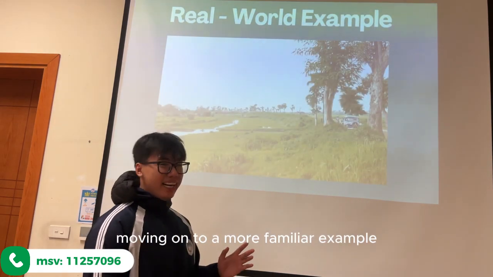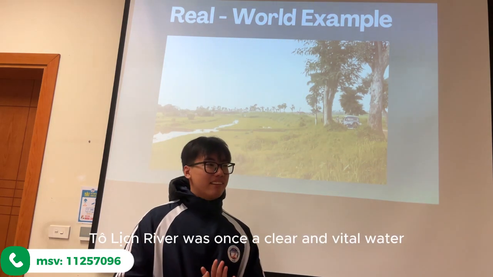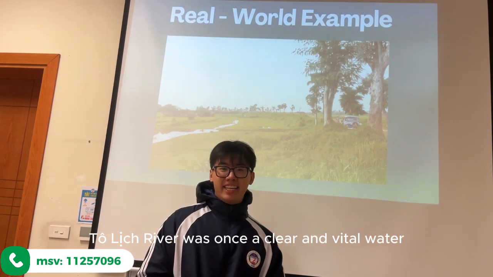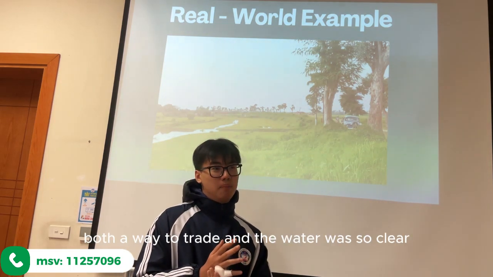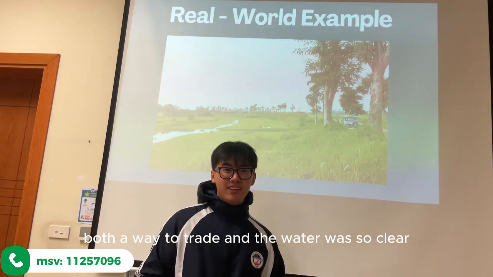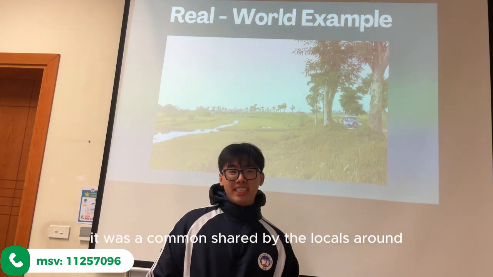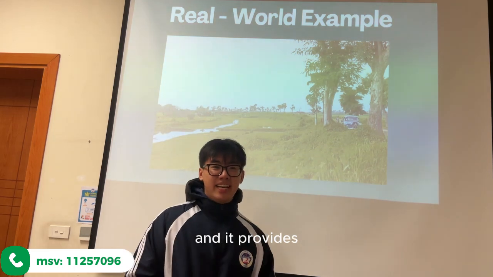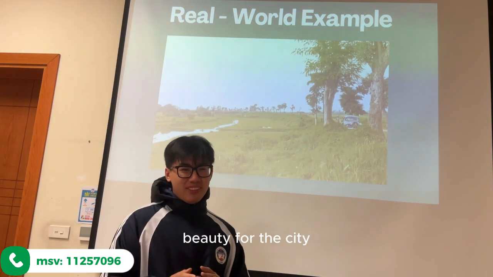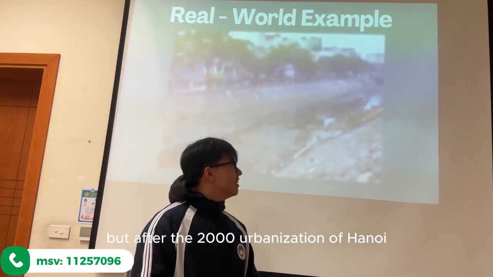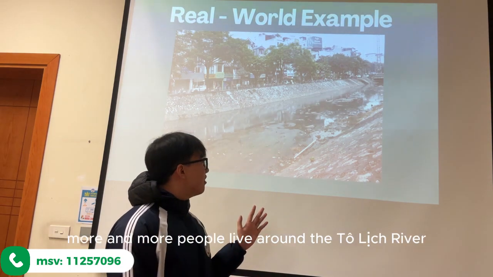Moving on to a more familiar example, which is the To Lich River in Hanoi. The To Lich River was once a clear and vital waterway because it provided both a way to trade, and the water was so clear that people could even fish or bathe there. It was a common shared by the locals around, and it provided drainage and beauty for the city.